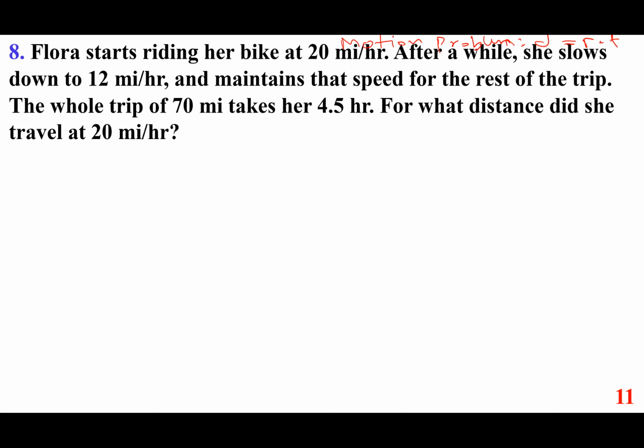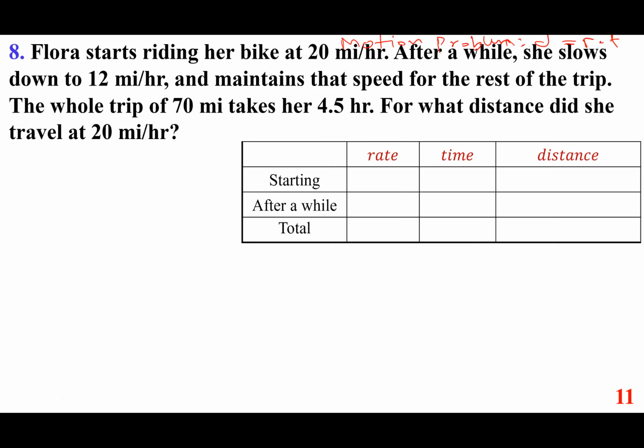Let's set up a table. In this case, you have to set up a table such that it has D equals RT, R times T equals D. So, starting, what happens? 20 miles per hour. That's our starting. So we plug it in. We are starting at 20 miles per hour. And in the case of word problems, we should always have the units.